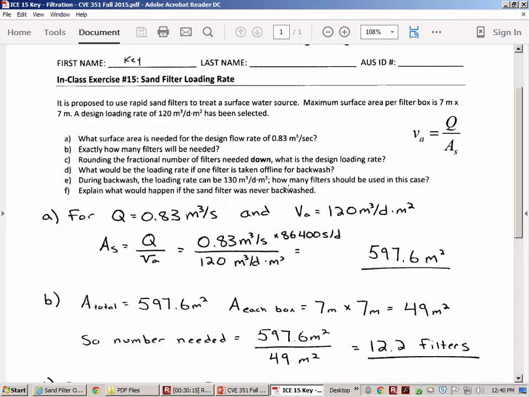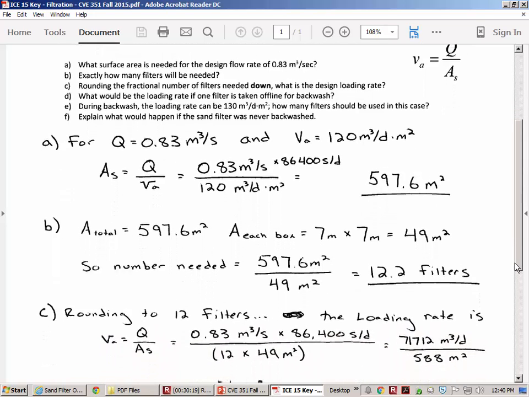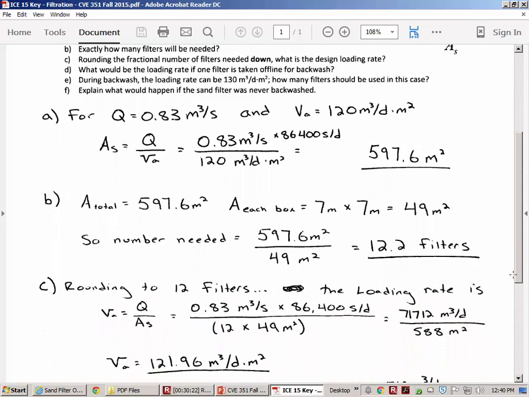And so then in part C, I say, if you use 12, what is the loading rate? You have to recalculate the loading rate, and it's very close to 120. We started with 120 as our design guideline, and if you only build 12 instead of building 12.2, then your loading rate is 121.9 cubic meters per day per square meter. So that's okay, right?